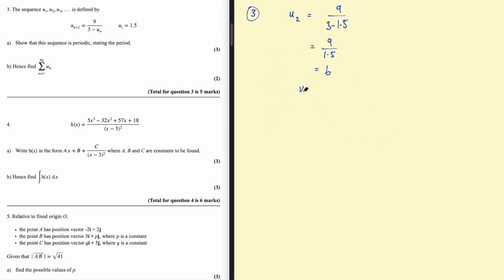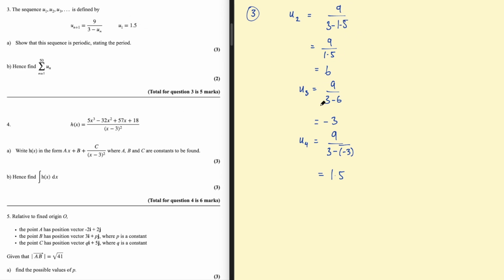Okay, then we can work out u sub 3, plugging 6 in for u sub n. So this is 9 over 3 take 6. This is 9 divided by negative 3, which is negative 3. And then we want to work out the next term. U sub 4 is 9 over 3 take negative 3, in other words, 9 over 6, which is 1.5. So we've got back to that first term, which means we can stop.